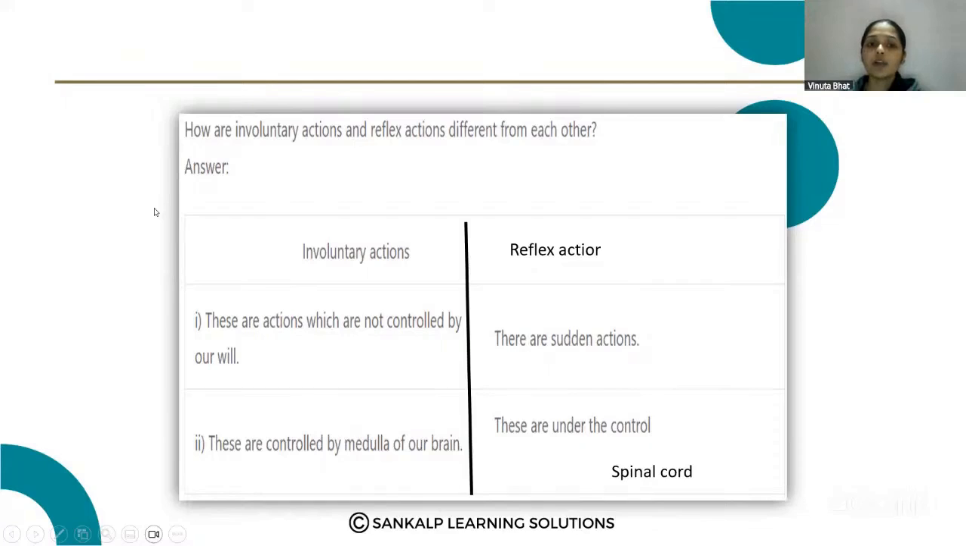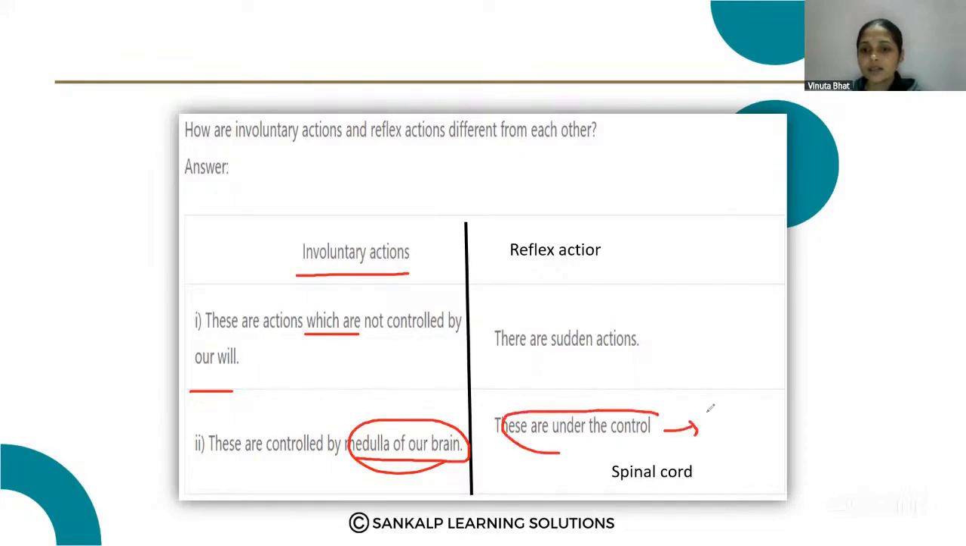How are involuntary actions and reflex actions different from each other? Involuntary actions are not controlled by our will. Mainly these are controlled by the medulla of our brain, the medulla oblongata. Reflex actions are the sudden actions. Mainly they are controlled by the spinal cord. The spinal cord is responsible for this. The brain is not involved in reflex actions, but involuntary actions involve the brain. That is the main difference.